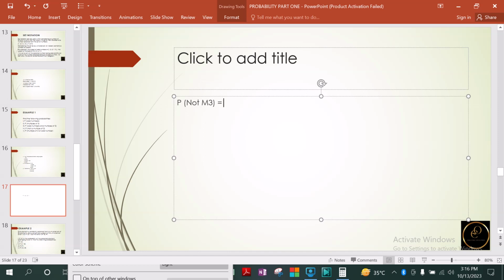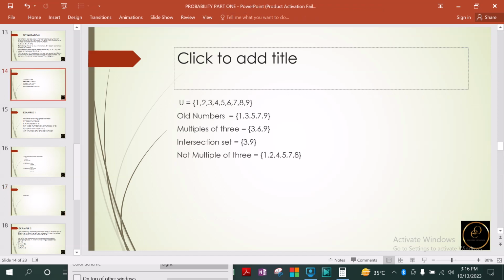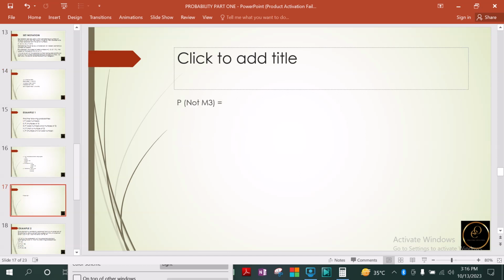So what are we saying? What are the favorable outcomes? In this particular case, the cardinality is, as we have said, 6. Not multiple of 3 has 6 elements. So we are saying 6 out of the possible 9 in the universal set.